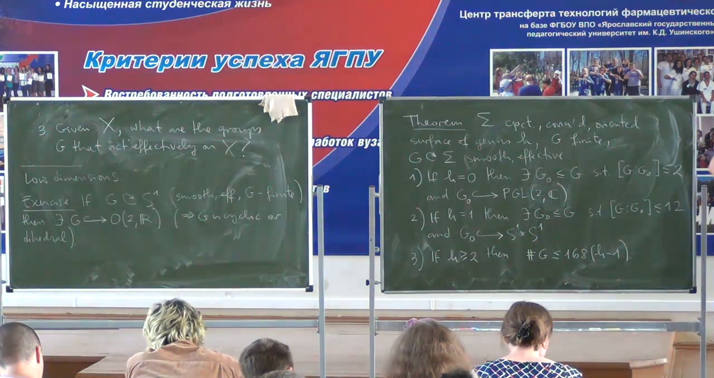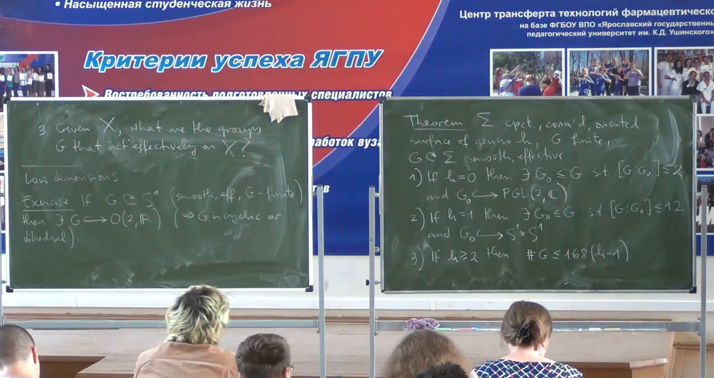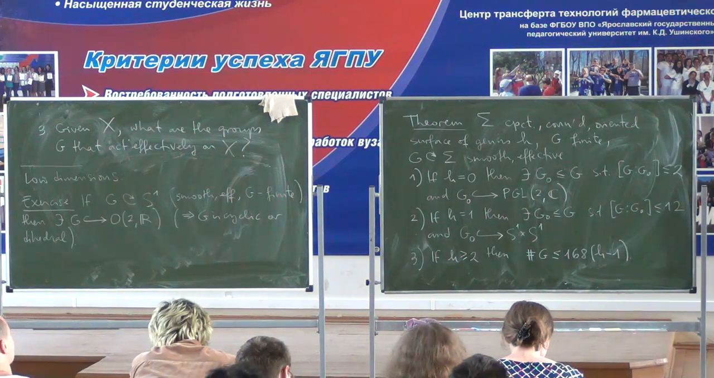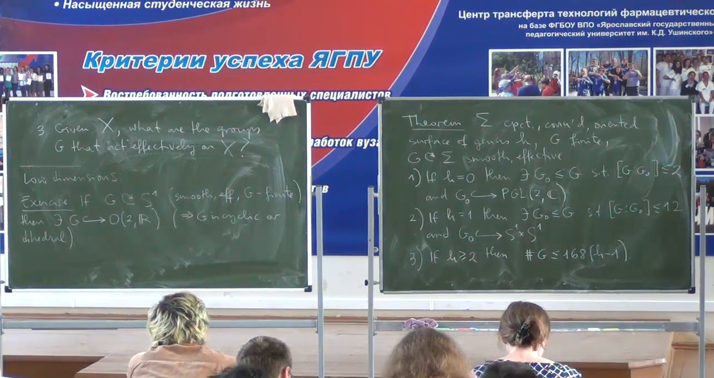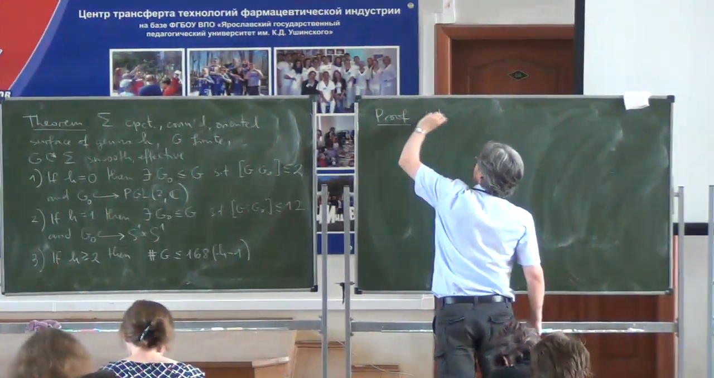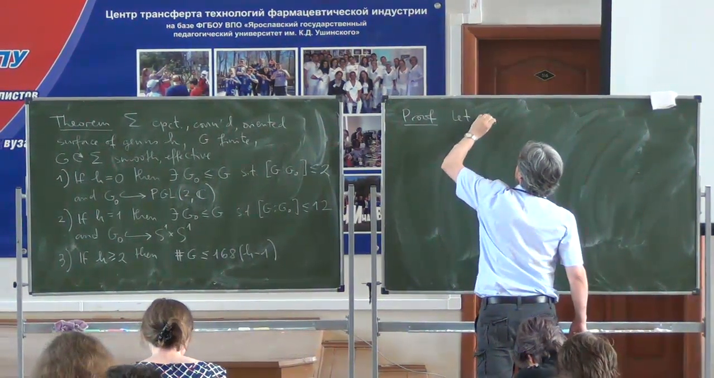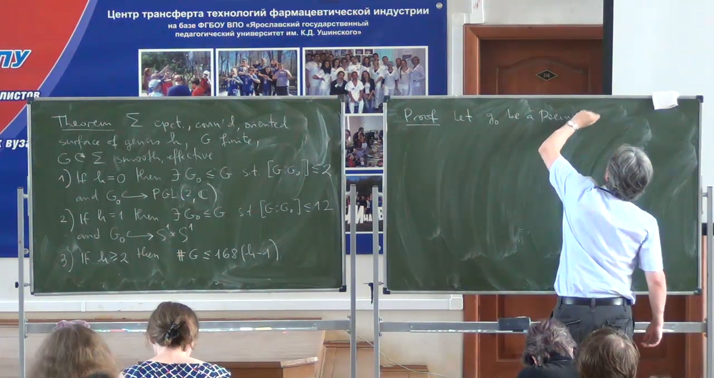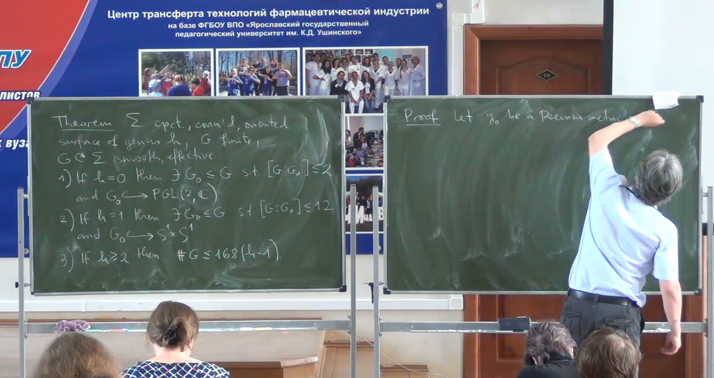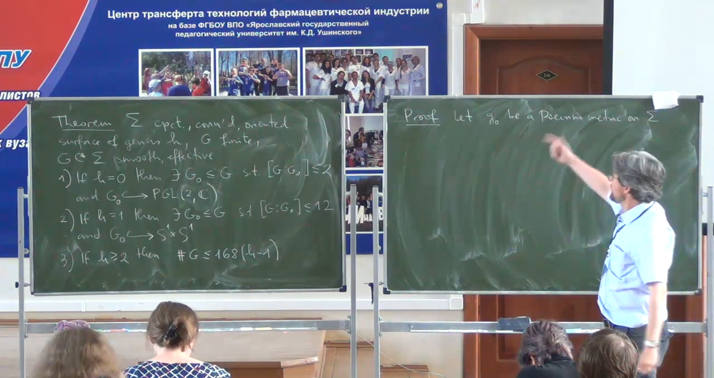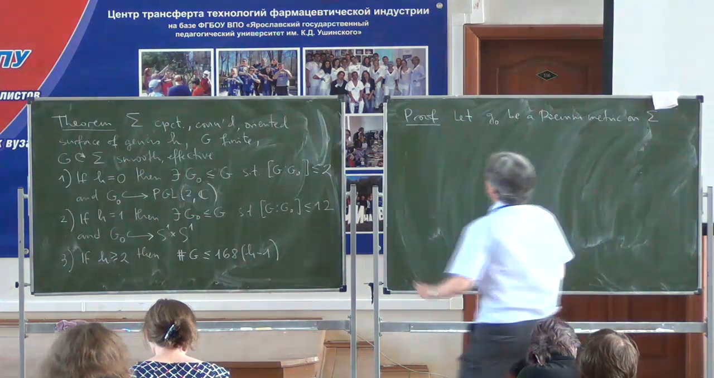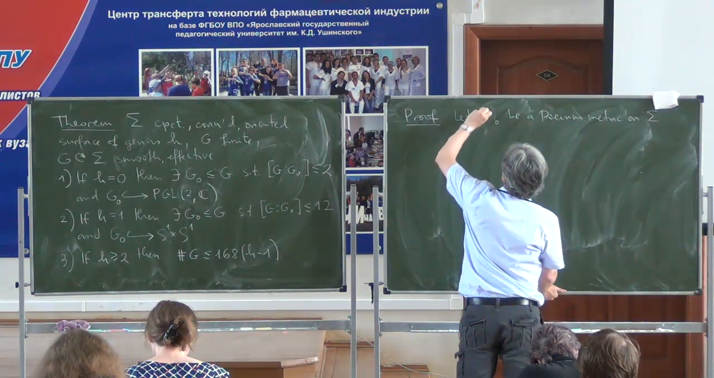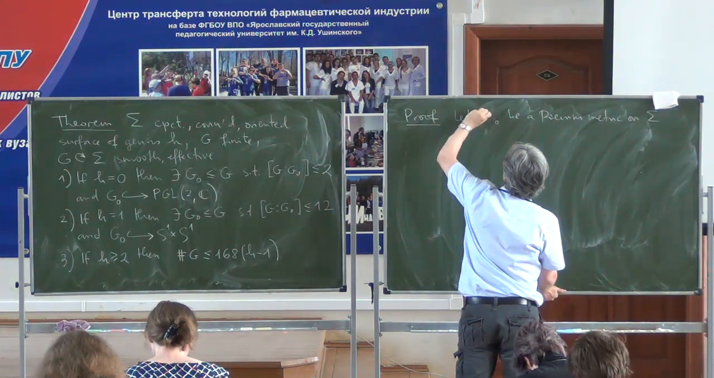Let me prove this theorem. So the basic idea here is to take a G invariant Riemannian metric. You can do it as follows. Let G0 be any Riemannian metric on sigma, then you average G0 over the action of the group. Now that's a bad name, sorry. Let's call it zeta0.